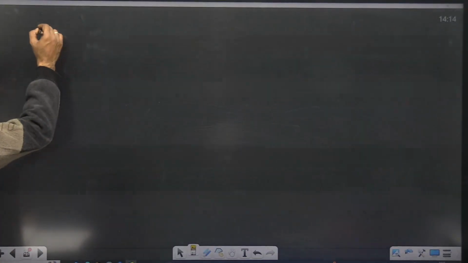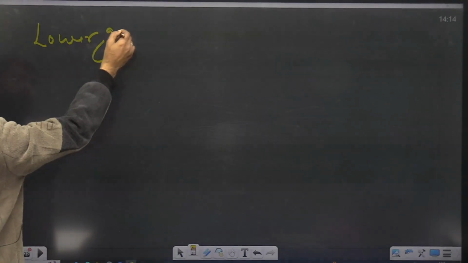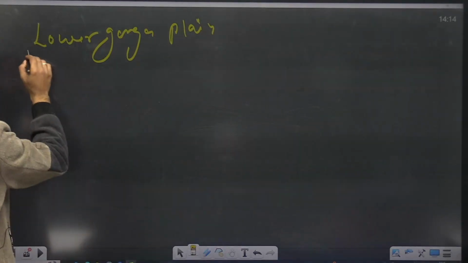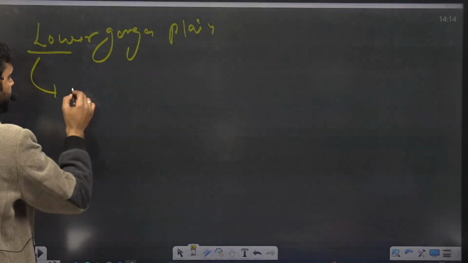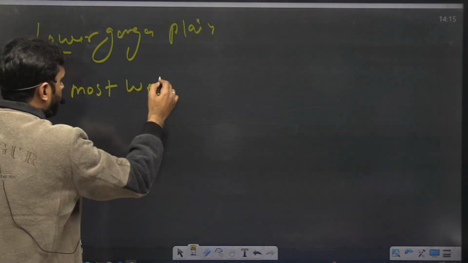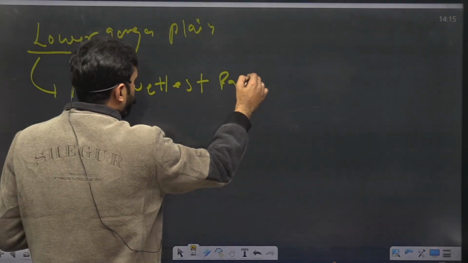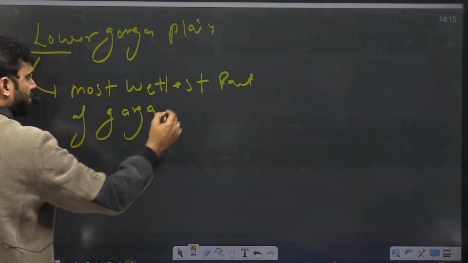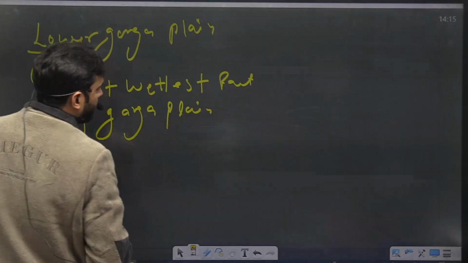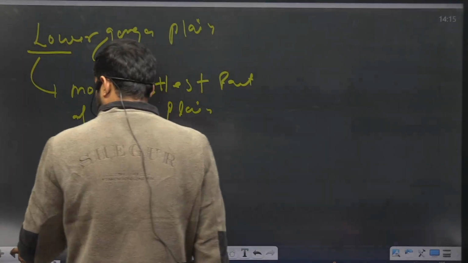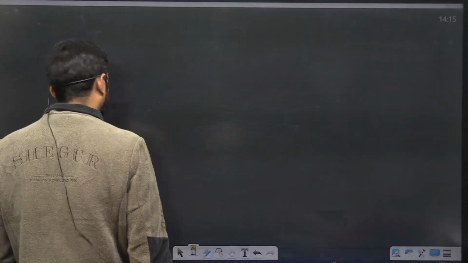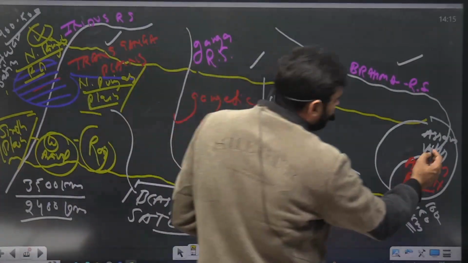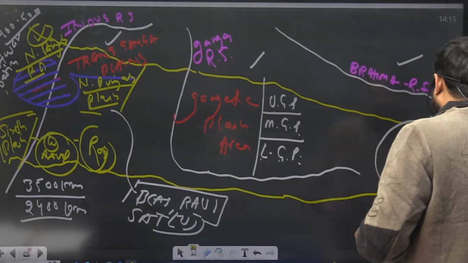And when we talk about the Lower Ganga Plain area, basically the most wettest part of the Ganga plain. The most important thing is that now let's talk about the Assam plain area.